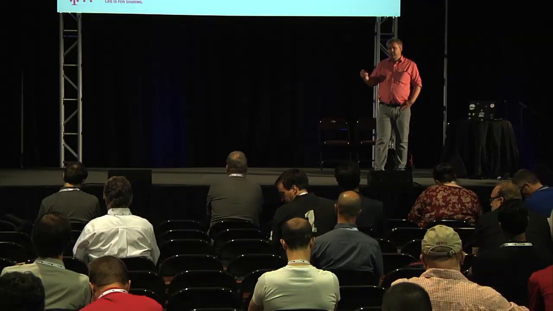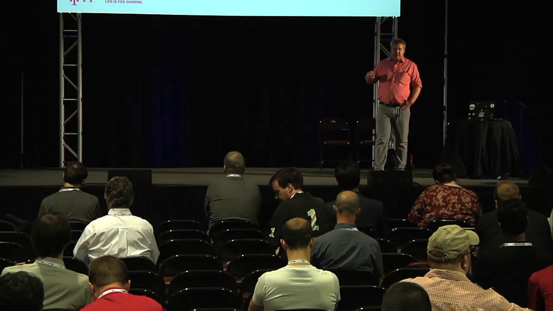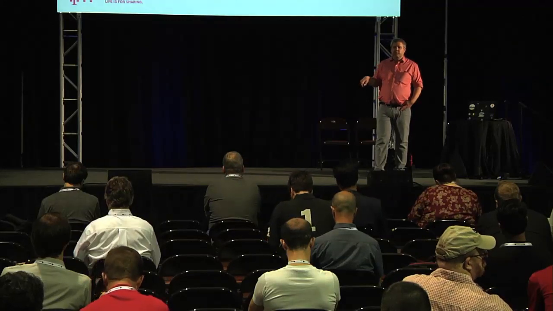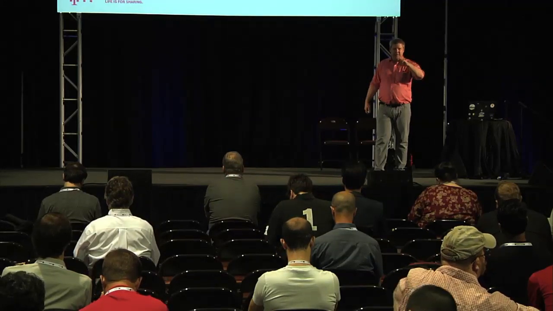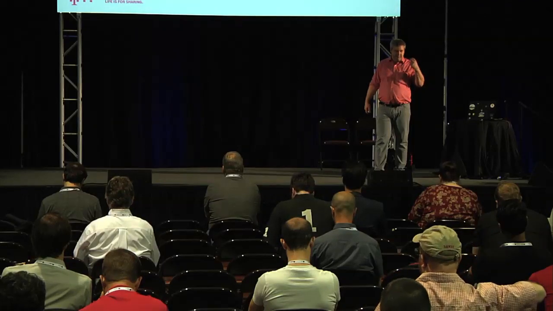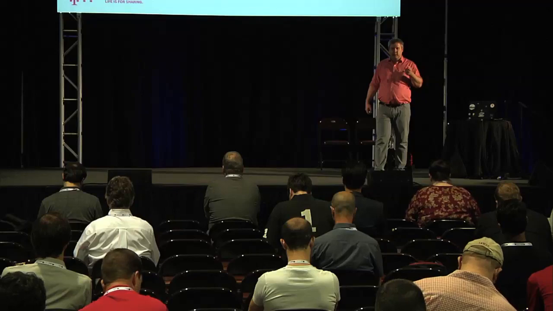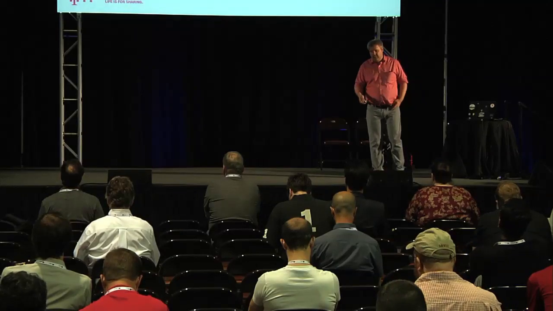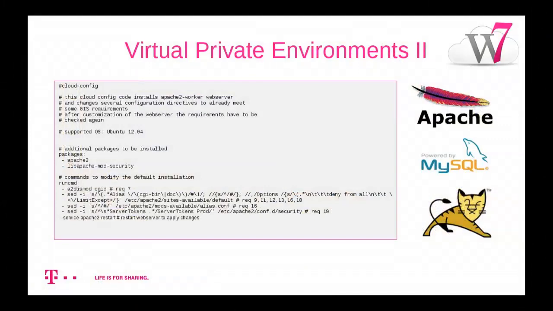All the control of the machine and the responsibility for complying with security restrictions is in the hands of our user, our customer. But by providing him with these scripts, we can assure that users, if they follow our scripts, are compliant with our internal security. So this is an example script that simply sets up an Apache worker. Basically, there are two packages installed, and then we disable some modules and make some adjustments to the Apache configuration to meet our security compliance.